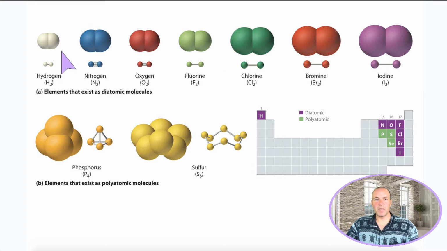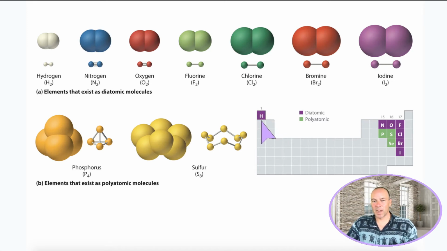In fact, if you find these diatomic molecular elements on the table, it looks like it's a shape of a seven. You see these purple ones? It looks like a seven. And so chemists sometimes call this the rule of sevens because there are seven of them and it looks like a seven, except for hydrogen.